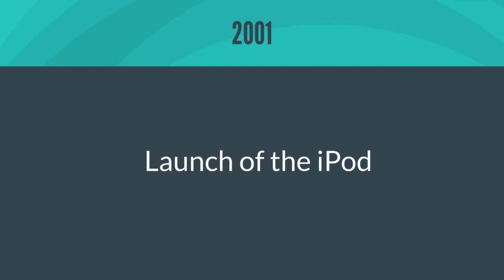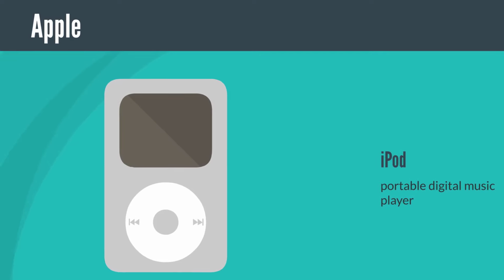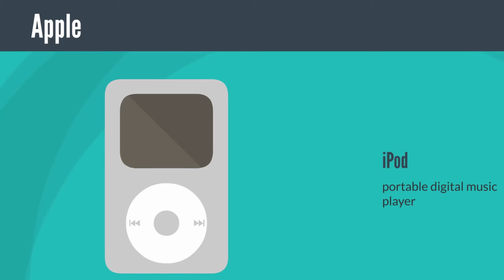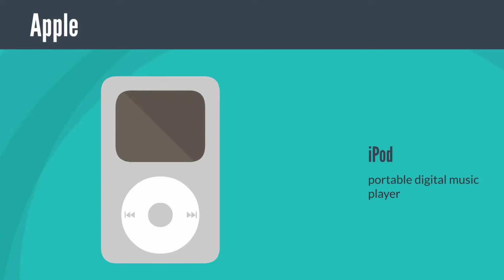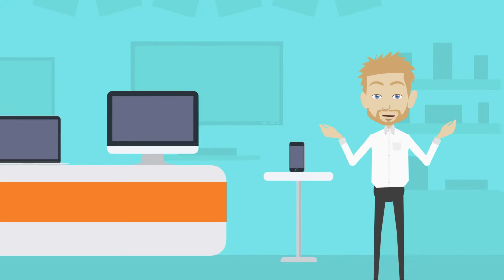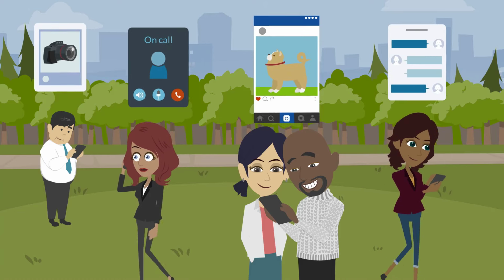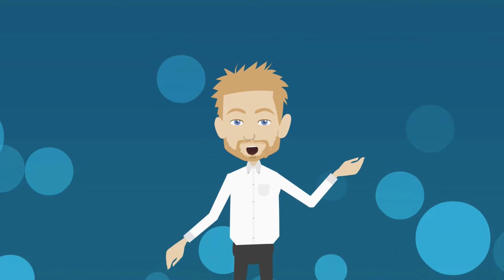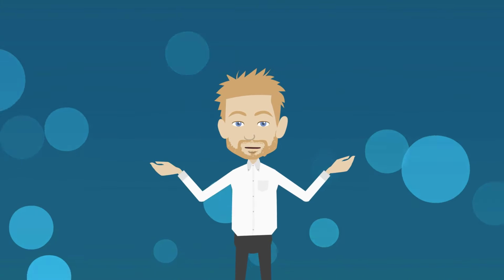2001, launch of the iPod. Apple introduced the iPod, a portable digital music player that revolutionized the music industry. The iPod's sleek design, intuitive user interface, and integration with iTunes propelled Apple into the consumer electronics market. 2007, release of the iPhone. Apple unveiled the iPhone, a revolutionary touchscreen smartphone that combined mobile communication, internet browsing, and multimedia capabilities into a single device. The iPhone transformed the industry and solidified Apple's position as a technological innovator.